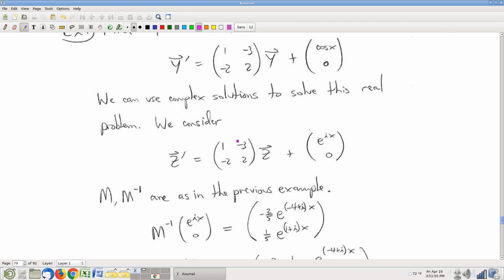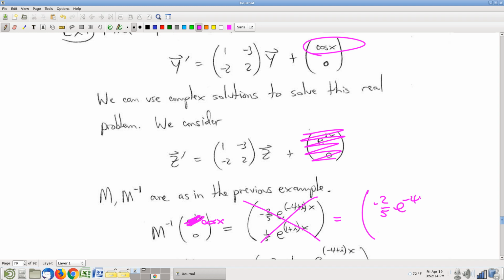Multiplying by G would be different because we're no longer multiplying by that. We're now multiplying by cosine x instead of e to the ix. And so this instead would be negative 2/5 e to the negative 4x cosine x, and then 1/5 e to the 1x cosine x. So you'd have that, at which point you say, hey, that's not that bad. Why? What's wrong with this?